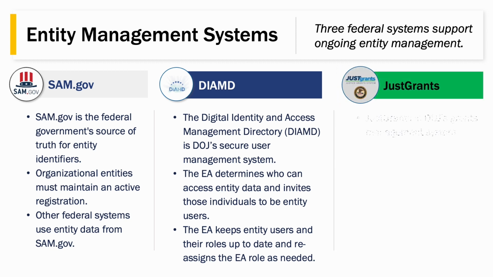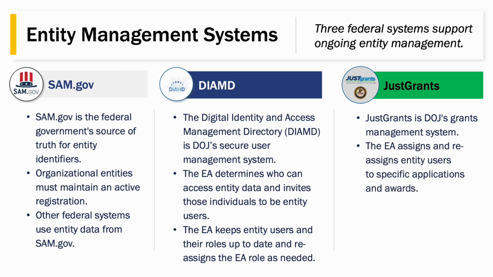Finally, you will work with JUST grants, the DOJ's grants management system. The entity administrator assigns and reassigns entity users to specific applications and awards. The entity administrator also uploads entity-level documents into the system. Let's take a look now at the 6 user roles.